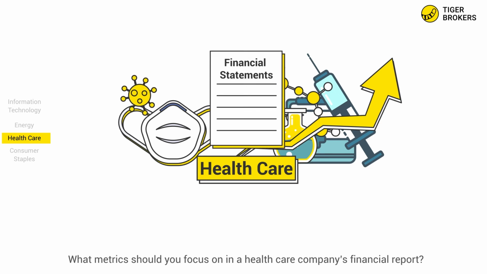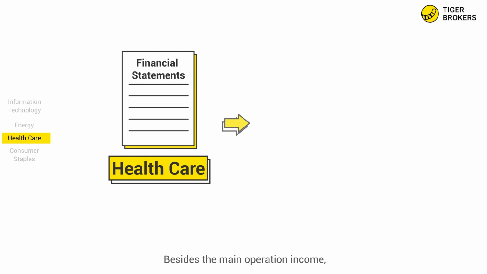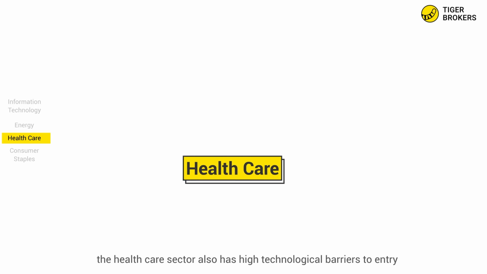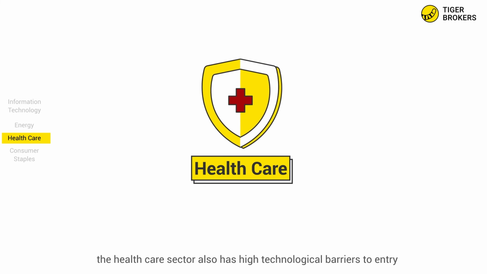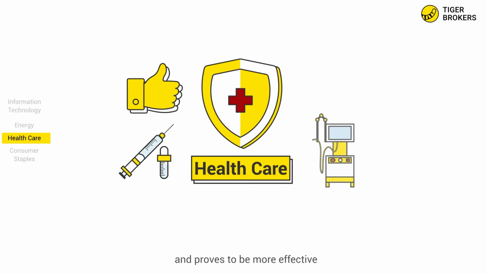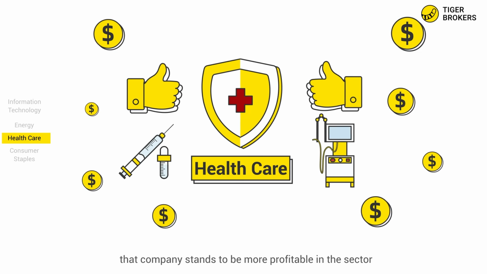What metrics should you focus on in a healthcare company's financial report? Besides the main operation income, I suggest that you focus on R&D expenses. As in the technology sector, the healthcare sector also has high technological barriers to entry. Consequently, whichever company's vaccine has a higher cure rate and proves to be more effective, and whichever company has a stronger patent technology, that company stands to be more profitable in the sector.